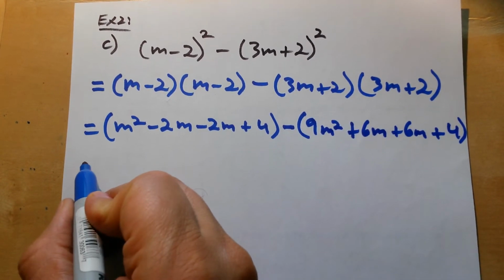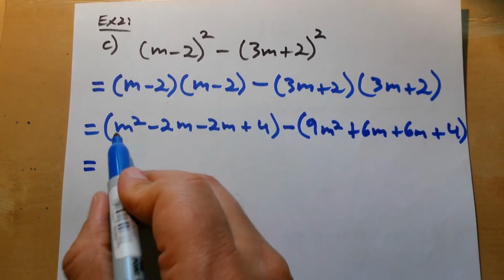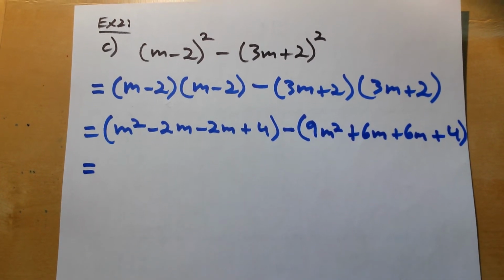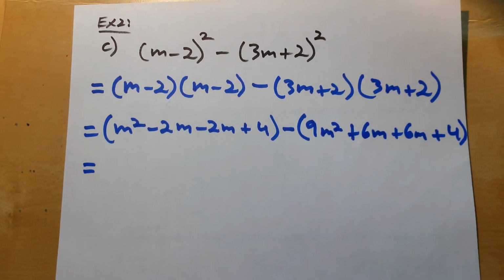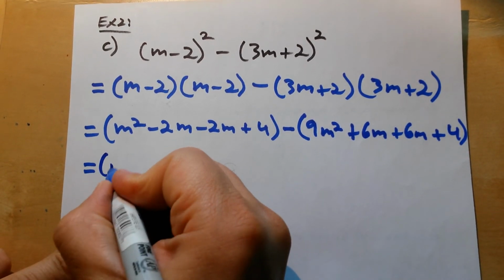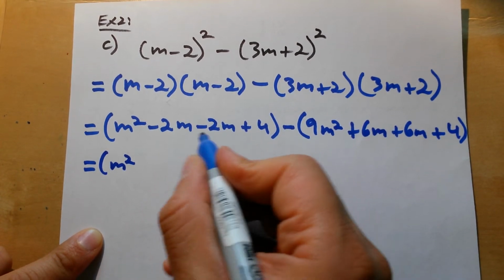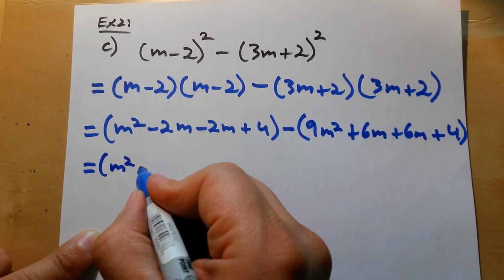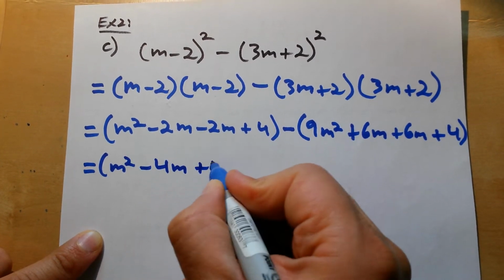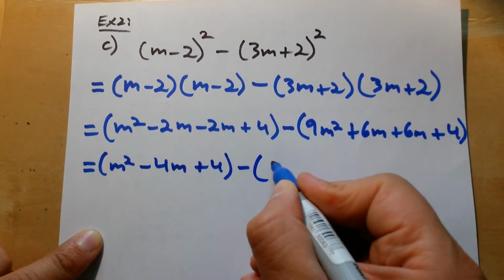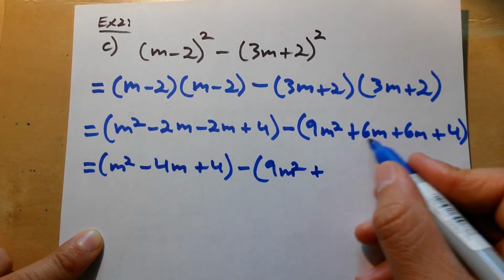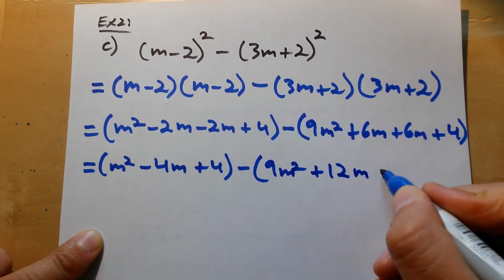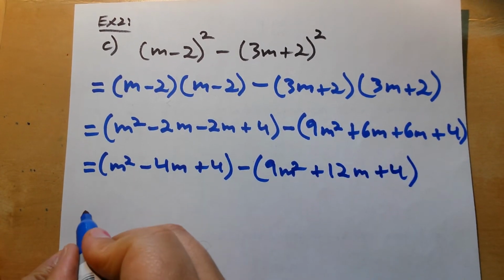Okay, now let's simplify this expression. So you have m squared, right? Any like terms to that? No, so we just leave it. M squared. Negative 2m, negative 2m. So minus 2m gives us minus 4m, and then plus 4, right? And now we have minus 9m squared. No like terms to that one. Plus 6m, plus 6m gives us plus 12m, and then plus 4, right?